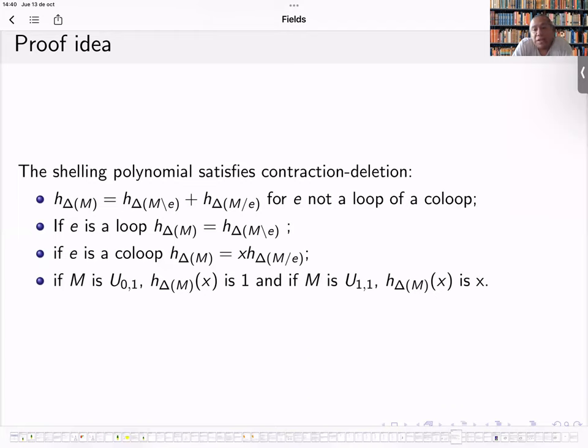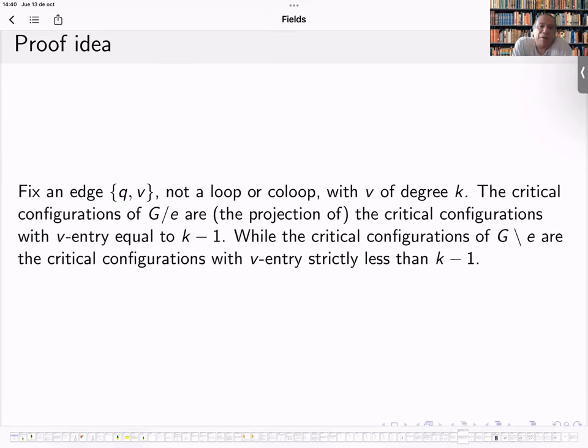If you have a loop, the Shelling polynomial doesn't change when you delete it. If you have a coloop, the Shelling polynomial of the original matroid complex will be X times the Shelling polynomial of the simplicial complex with the element e contracted. And if you have a loop, then the Shelling polynomial will be one, and if you have a coloop, it will be X. So that was very well known at that time.